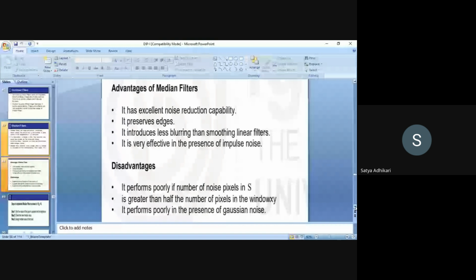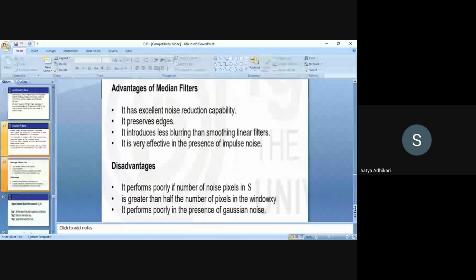That is, if the number of noise pixels is greater than the number of pixels in the window xy. What is the window? That is the total image, and xy is the position, the region we are interested in. Suppose in the total window xy there are 100 noise pixels, and in your region xy there are 60 noise pixels, which is greater than half. In that case, this filter performs poorly.